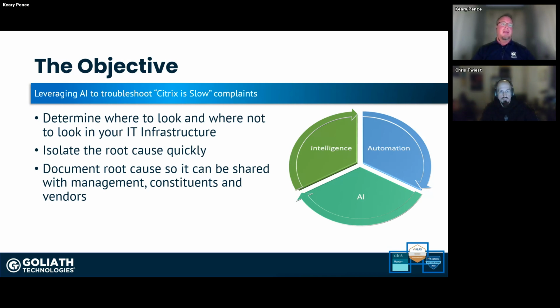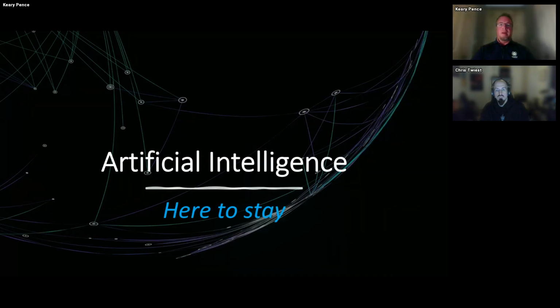So we'll look at things like how to determine where to look and where not to look within your infrastructure, how to quickly identify the root cause of user experience issues, and then different ways that we can document it objectively so that you can not only prove permanent remediation, but you can also share that with management and other constituents in ways that are meaningful and actionable for them.